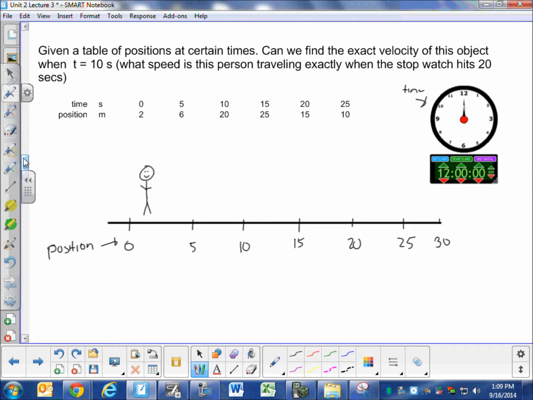given a table of positions at certain times. So write down that table. We got 0, 5, 10, 15, 20, 25 for time, position, I have 2, 6, 20, 25, 15, 10. So 0 to 25 by 5s for time. And then for position, I get 2, 6, 20, 25, 15, and 10.